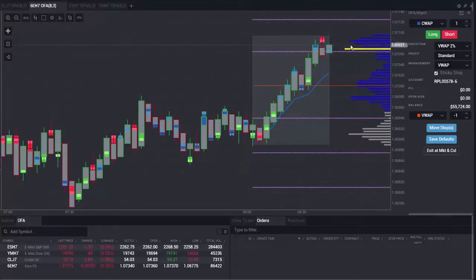Now in this, you're going to see that we have a standard profile over here, and it shows that we're currently inside of value and there's a point of control. But more importantly, we have this little blue line. This is the CWAP, or Cluster Weighted Average Price. It is a proprietary indicator that we use for following the trend when we isolate swings like this.